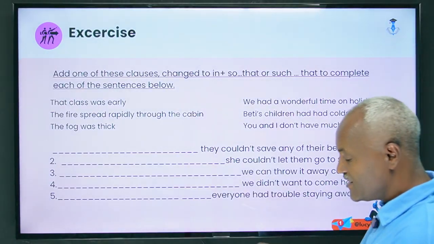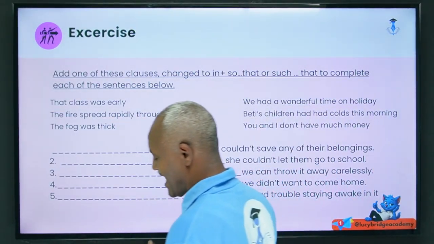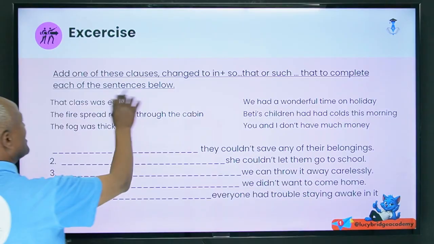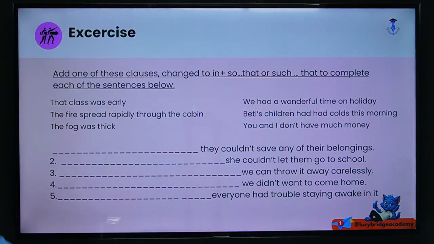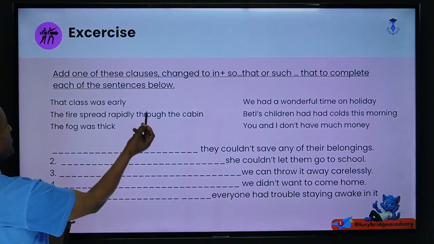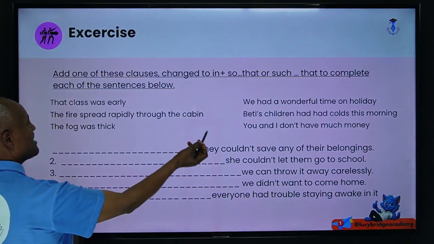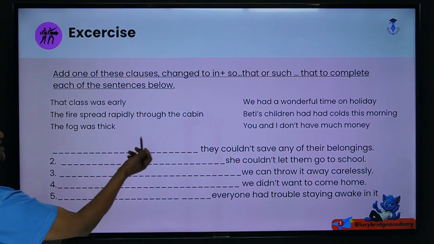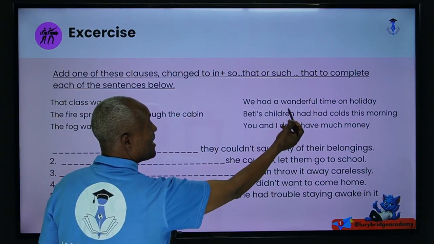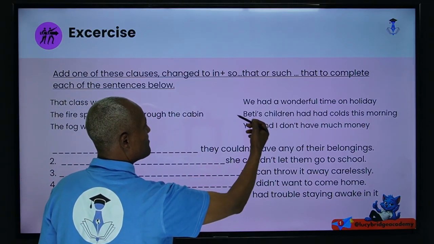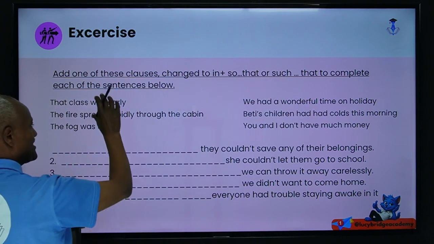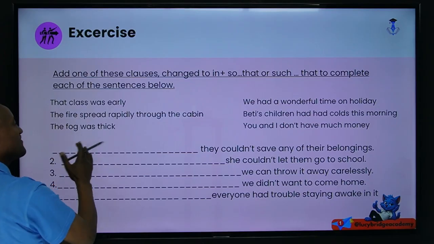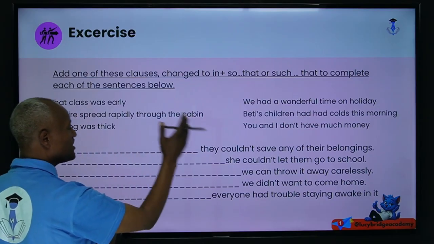Then here you do have exercises. Add one of these clauses, change it to "so that", or else "such that". That class was early. The fire spread rapidly through the cabin. The fog was thick. We had a wonderful time on holiday. Betty's children had colds. And then you are expected to identify which sentence goes with which.